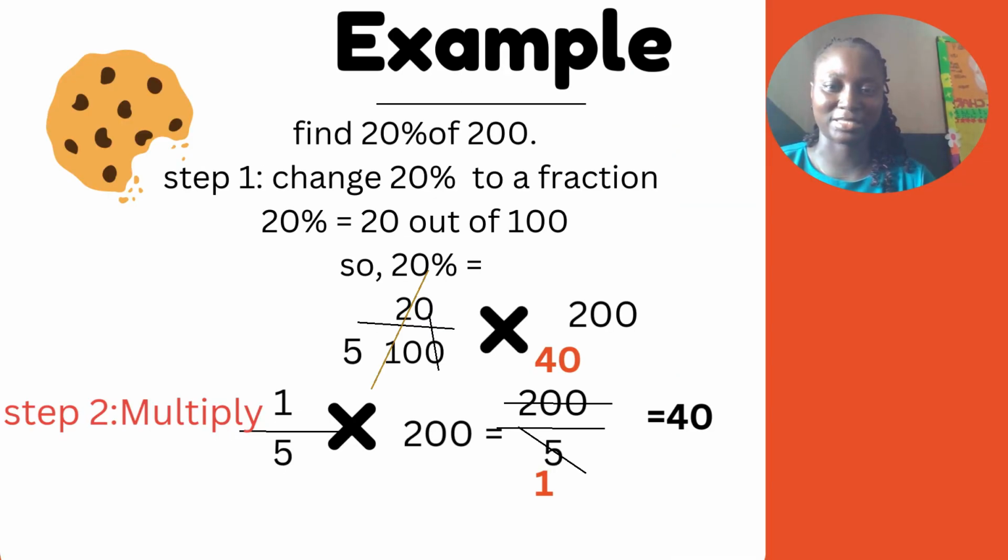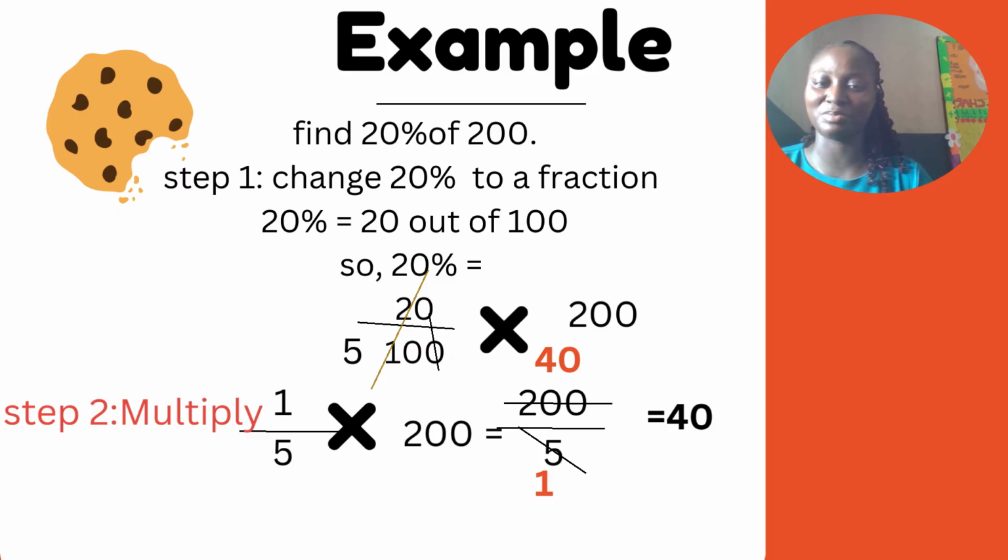So let's take a look at this example. Find 20% of 200. The first step is to change 20% to a fraction, which is 20 out of 100. So 20% equals 20 over 100. Then the second step is to multiply by 200. So we have 20% times 200. Of means times. So we have 20 over 100 times 200.